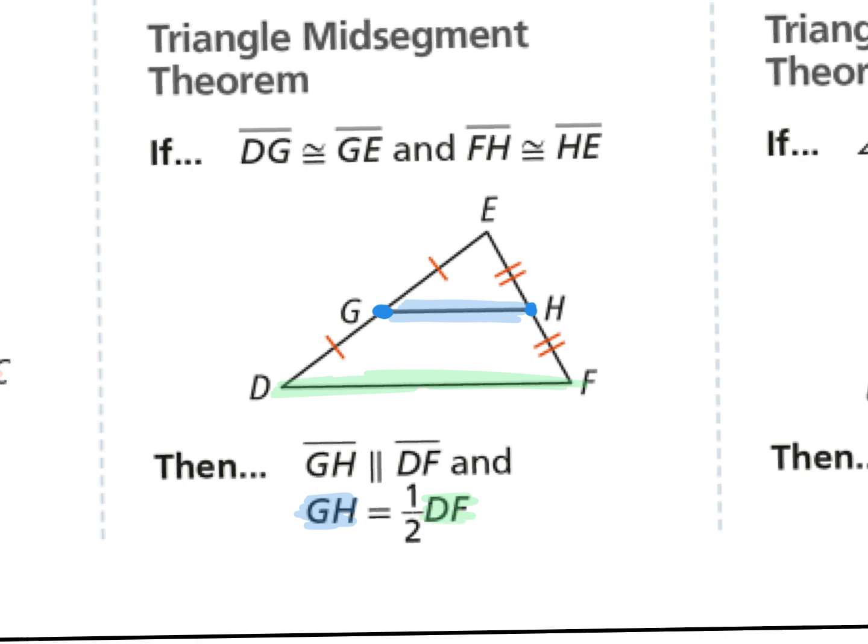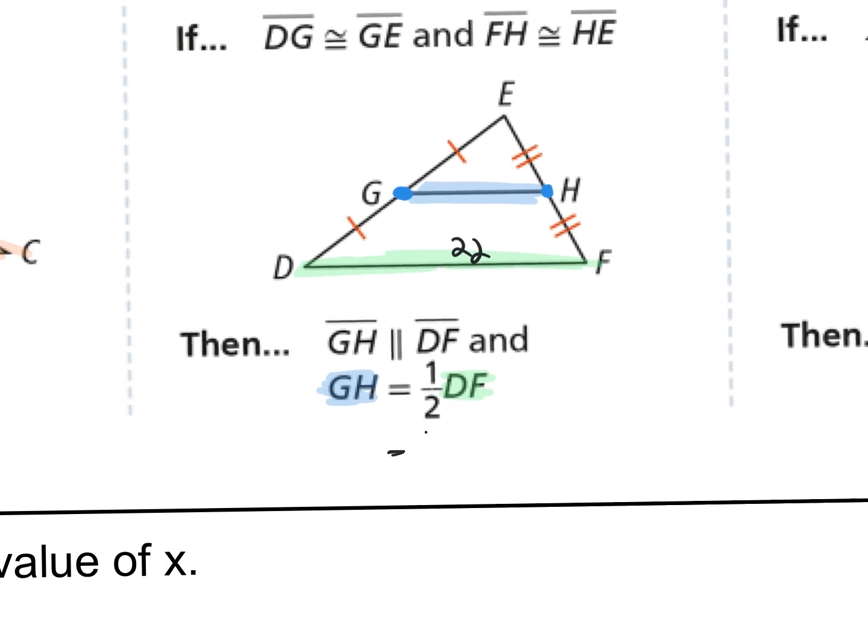So just quickly for an example, right? If they told you here that DF was a distance of 22, to find GH, all you're going to do is end up taking one half of 22. We're taking one half, multiplying it times 22. So in that case, you can see that GH would come out to be 11. So the midsegment, as long as it is connecting the midpoints, that midsegment is going to be one half the distance of the base of that triangle.